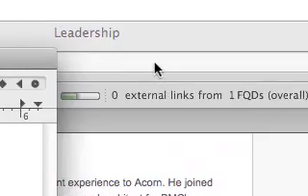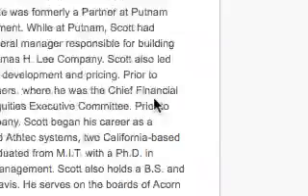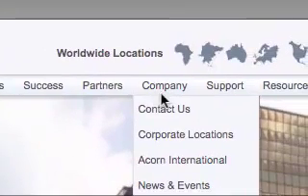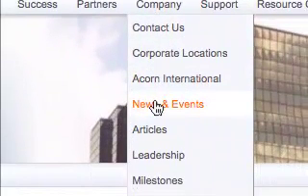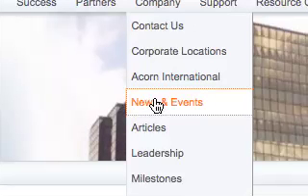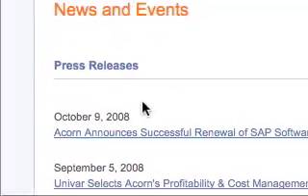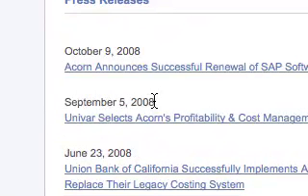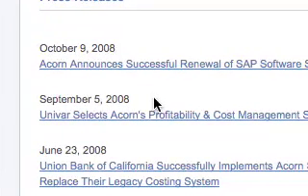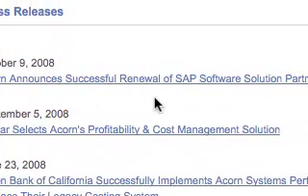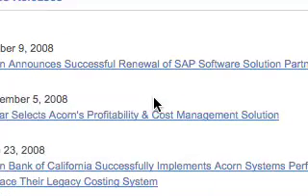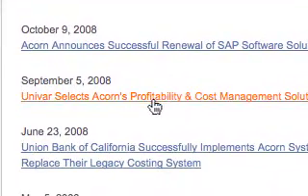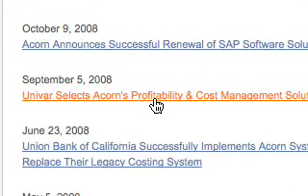Let's go back over to the page. Company, contact us, and I'm always looking for a news and events page. Press releases. Okay, so October 9th, Acorn announces successful renewal of software solution partner. So SAP, so that's great. So they're a partner with SAP. They've picked up a new customer. Well, if they've picked up new customers, that means that their demand for development may have gone up, or maybe they've gotten new updates. So that tells me that they may need some more testing.